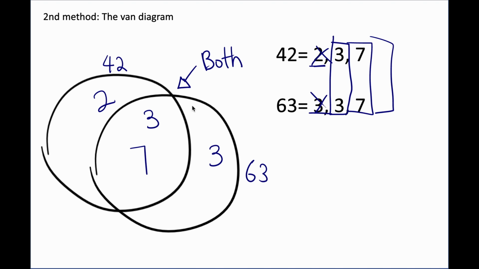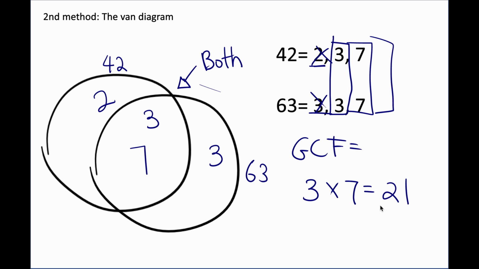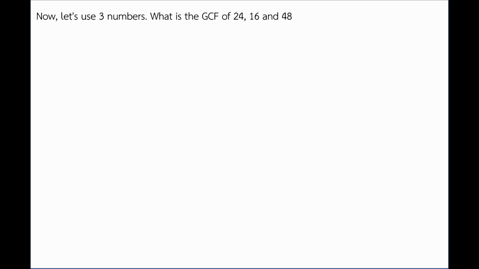Now, for the LCM you multiply all of the numbers in your Venn diagram. In GCF, we only multiply the ones that are in the middle. So in this case, it's 3 times 7, which gives us 21. Now let's try using 3 numbers. What is the GCF of 24, 16, and 48?